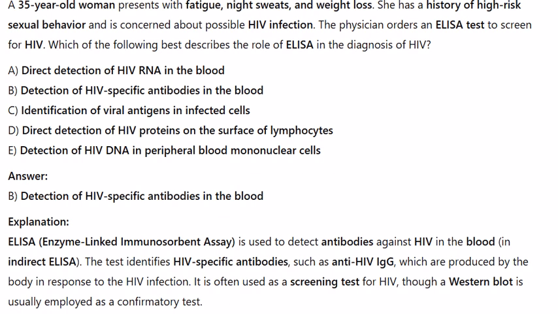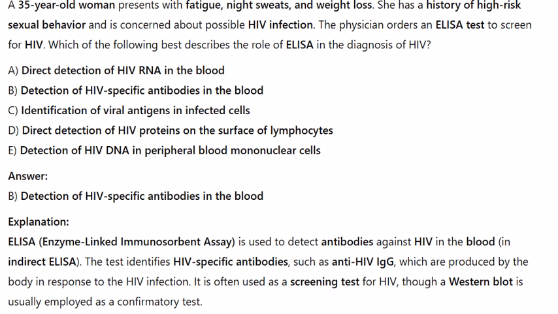Which of the following best describes the role of ELISA in the diagnosis of HIV? A. Direct detection of HIV RNA in the blood. B. Detection of HIV-specific antibodies in the blood. C. Identification of viral antigens in infected cells. D. Direct detection of HIV proteins on the surface of lymphocytes. E. Detection of HIV DNA in peripheral blood mononuclear cells.